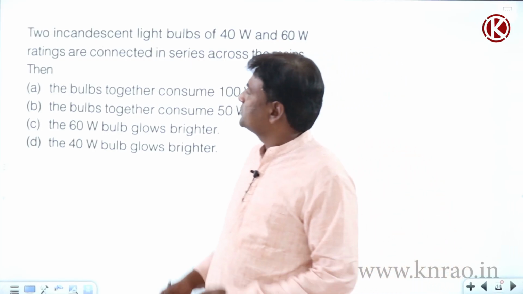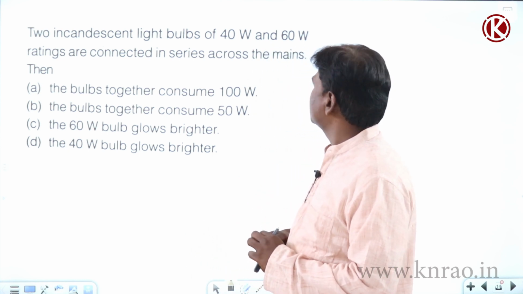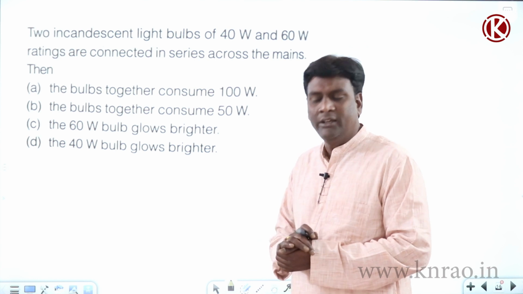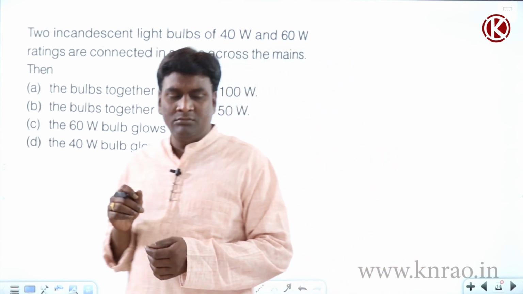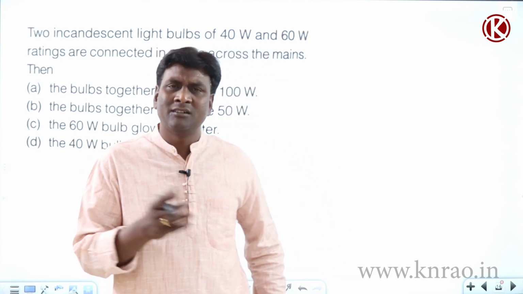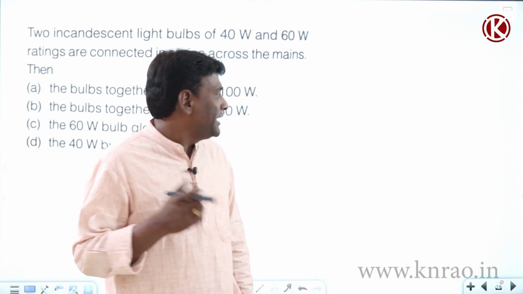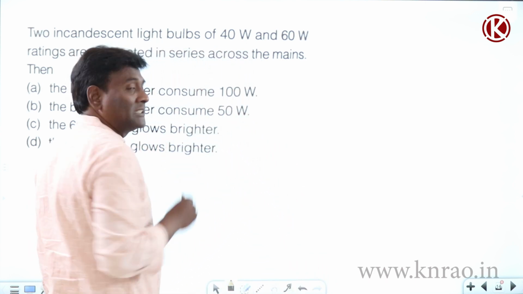Now let's think of this question. Two incandescent light bulbs of 40 watt and 60 watt ratings are connected in series across the mains. Basically, lamp questions they normally give in ESE, and preferably they are yet to give in the GATE exam because it's a small thing. But anyway, 40 watt bulb, 60 watt bulb.